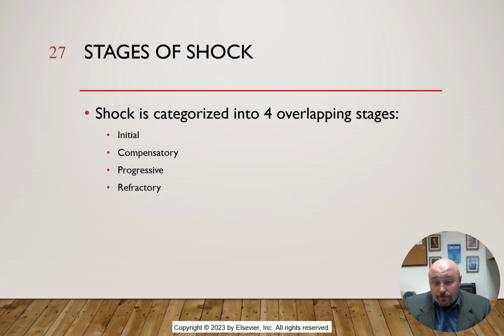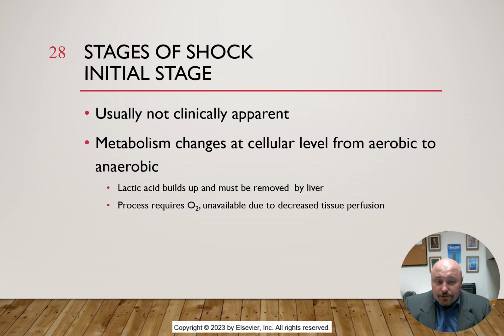Shock is categorized into four overlapping stages: initial, compensatory, progressive, and refractory. In the initial stage of shock, it's usually not clinically apparent. The metabolism changes at a cellular level from aerobic to anaerobic. When this happens, lactic acid begins to build up and must be removed by the liver. This process requires O2 that's unfortunately unavailable due to the decreased tissue perfusion.